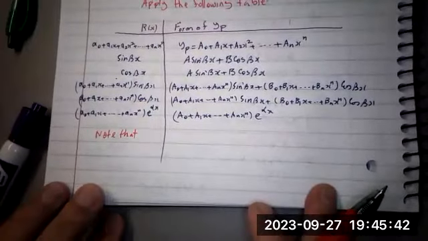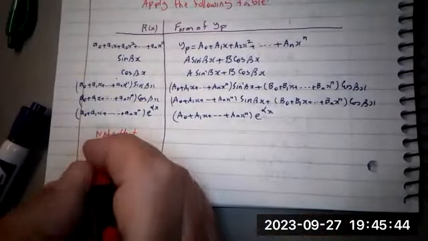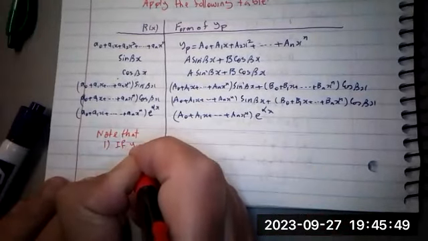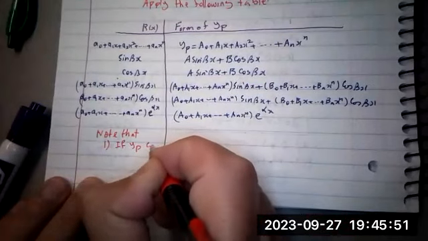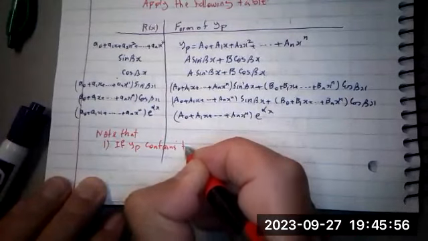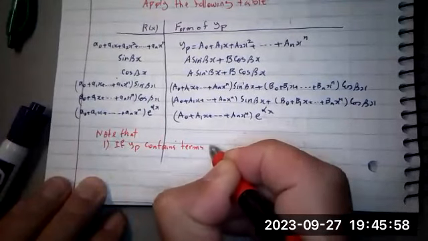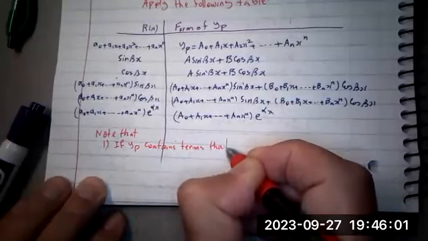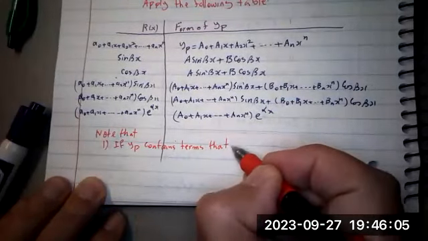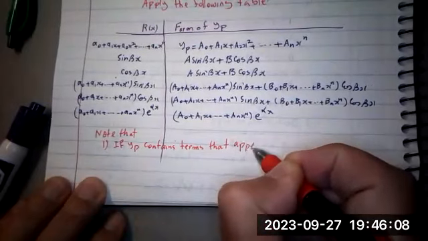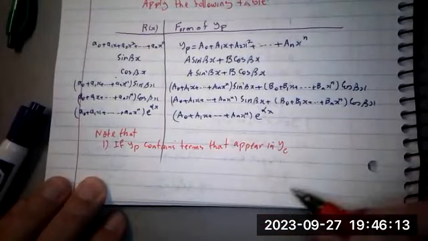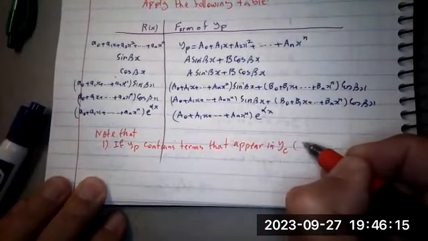Okay, I'll give an example. Note that there are 2 cases. If yp, the general solution, contains terms that appear, if you like, in yc, or duplicated. Okay, we call it a duplicated term.